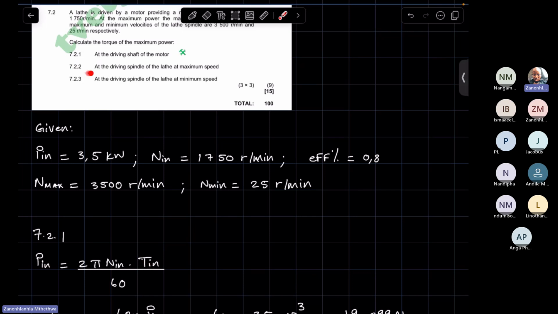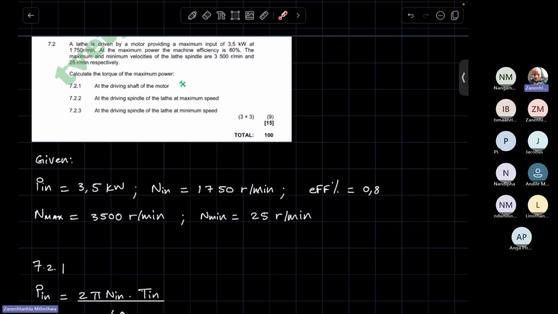Now, for 7.2.2, they said calculate the torque at maximum power at the driving spindle of the lathe at maximum speed. We were told that at maximum speed, the rotational frequency of the spindle is 3,500, and at minimum speed, it is 25 revs per minute. Remember that the lathe is not 100% efficient, it's 80% efficient, meaning that it will be operating under a certain output power, which you first have to calculate and then calculate these torques that they're looking for on the lathe spindle.